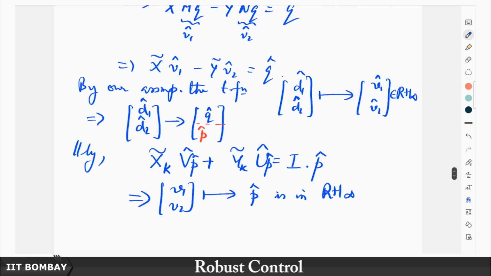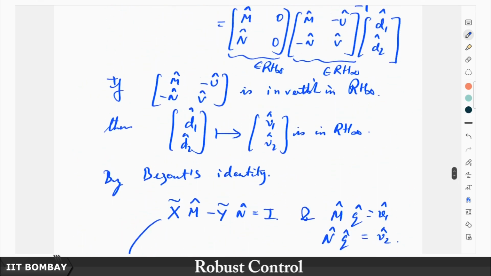And once again, as before, by your assumption the map from D1 hat, D2 hat to V1 hat, V2 hat is in RH infinity, and now from V1 hat, V2 hat to P hat is also in RH infinity. So, therefore, the entire resultant map from D1 hat, D2 hat to this P hat, Q hat vector of signals belongs to RH infinity. So, that is an important result.